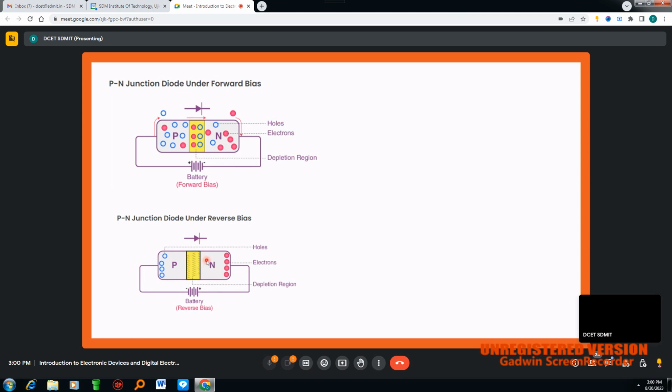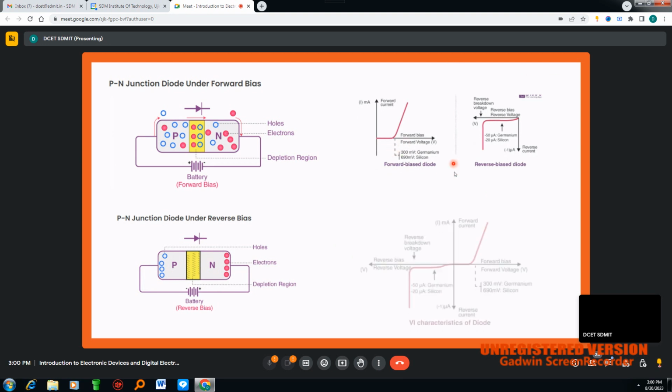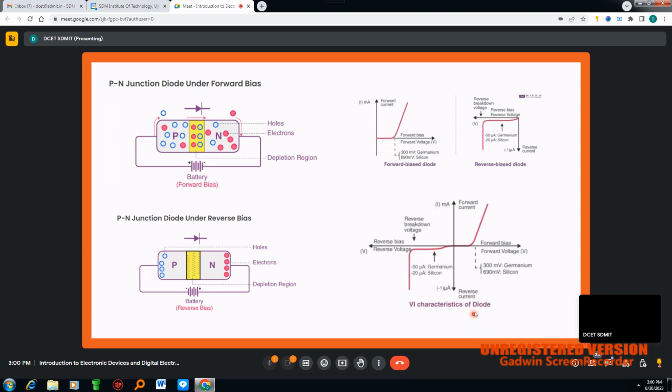In reverse bias the PN junction diode acts as a off condition. In forward bias, PN junction acts as a switch on condition. So this concept we can represent with a graph also. So generally we'll write the graph like this. We call it as a VI characteristic of a diode. VI means voltage and current characteristic of a diode. See, this is a part, it is represented with the forward bias.